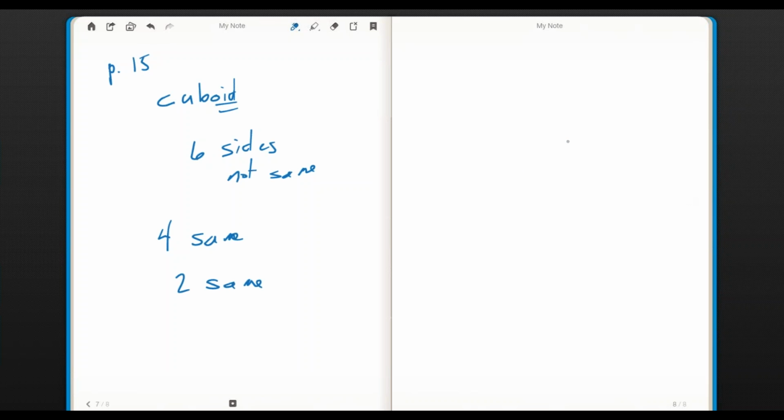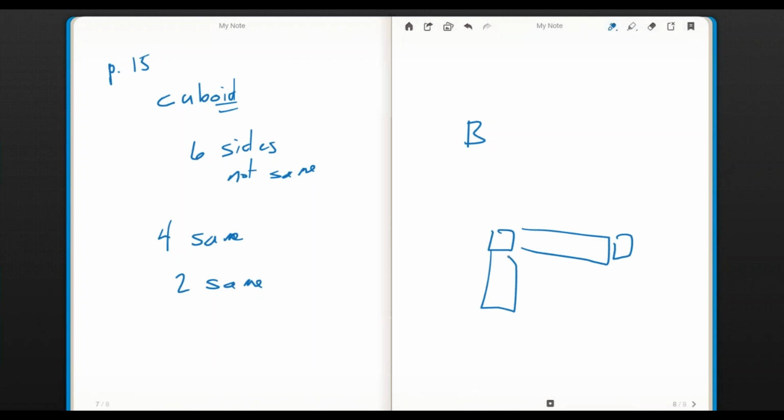B is a great example. Notice how it has the bottom and the top like that, and then you're connected by the 4 sides. So when you fold those 4 sides up and you fold that over, these two have to be the same because they're the top and the bottom, and the other 4 have to be the same because they are all the 4 sides that are going to be matching each other in order to make it a cuboid.